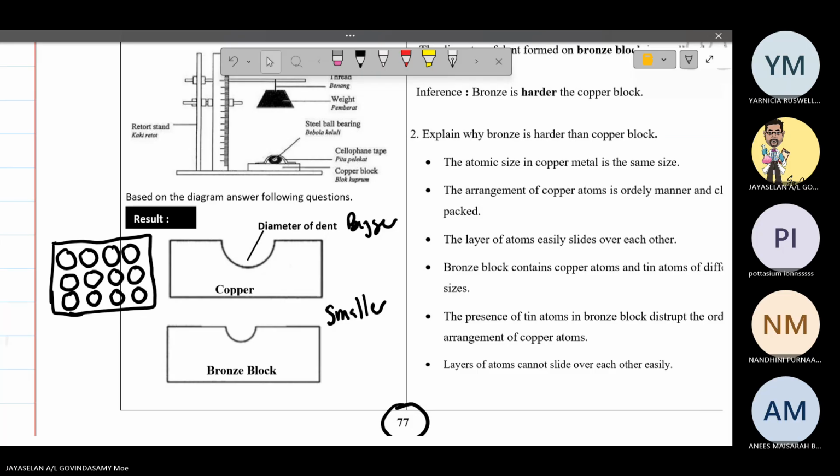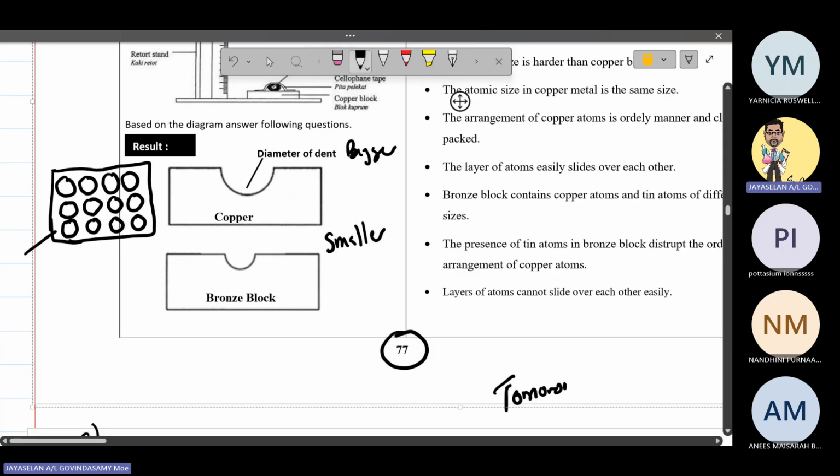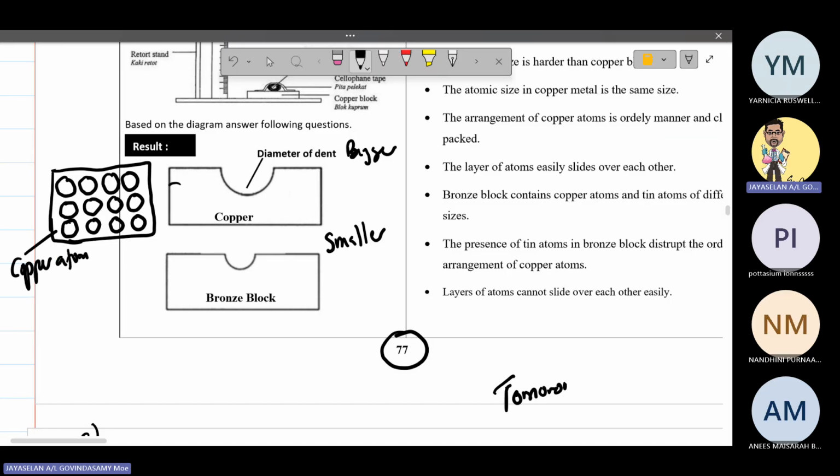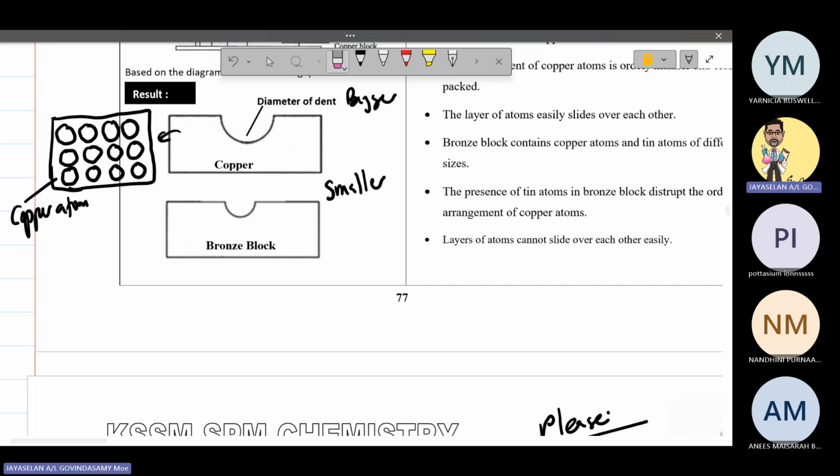Okay, this is copper block. So, after you draw this, you all write down, this is copper atom. This is copper block, pure. Okay, copy down. If they ask you to draw.